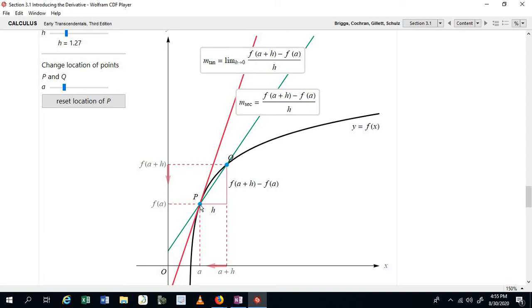So the instantaneous rate of change in this function f right at A is equal to this limit as h goes to 0. And that's also equal to the slope of this tangent line right at A.